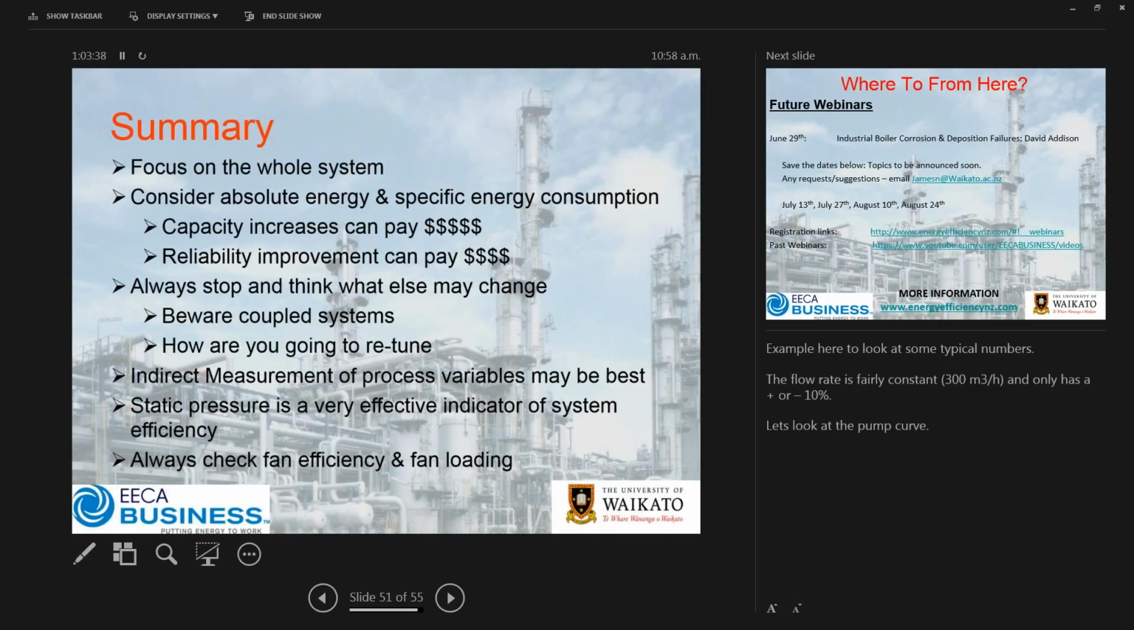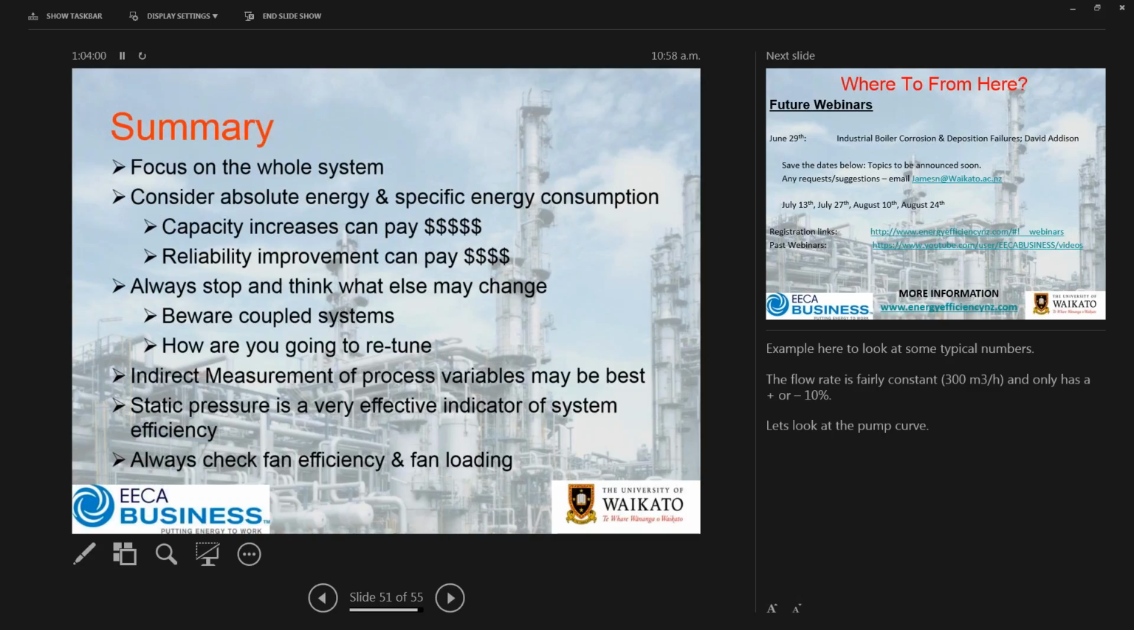Static pressure is a very effective indicator of the system efficiency, and as we've highlighted, it's very important to also compensate those measurements to allow for your changes in duct geometry where flows are being accelerated or decelerated. Also in terms of losses across intakes and exits, especially where you've got sudden expansions and contractions.